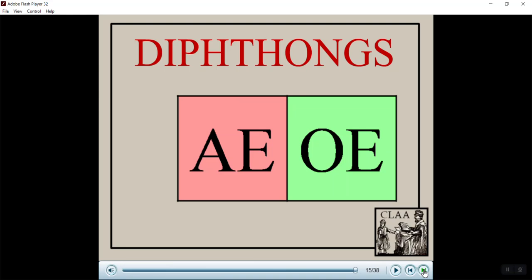Therefore, the first two changes of church Latin have to do with these two diphthongs. In classical Latin, we would read them as I and oi. In church Latin, we read them both as e.